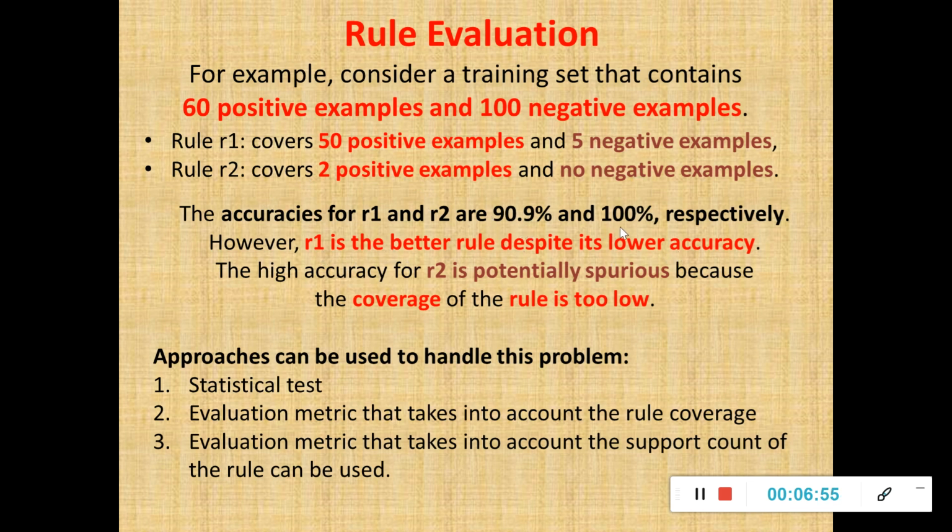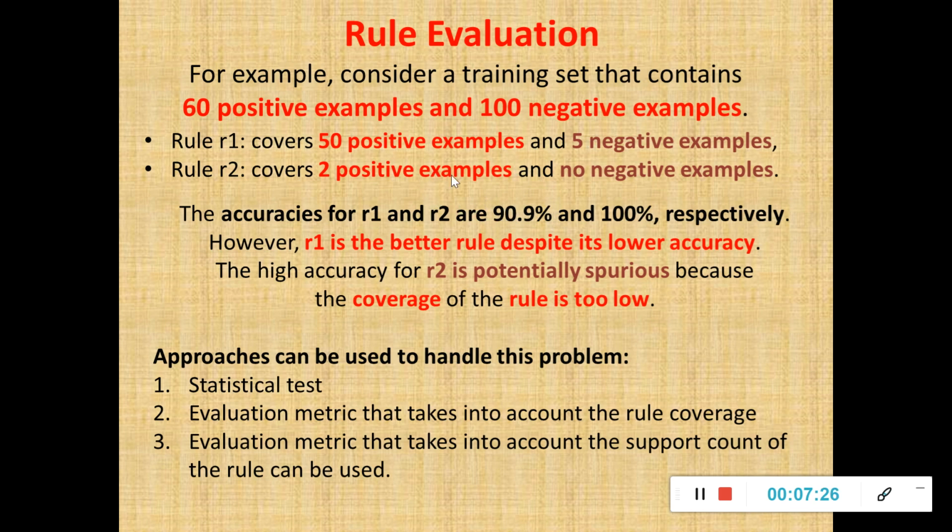R1 is 90, R2 is 100. You will choose 100, but I will choose 90. Why? Because R1 is covering more examples when compared to R2. The high accuracy of R2 is potentially spurious because the coverage of the rule is very low. Only 2 examples, irrespective of positive or negative, are covered. But here 55 are covered. So even though the accuracy of rule R1 is less, I'll still choose it because of the coverage factor.